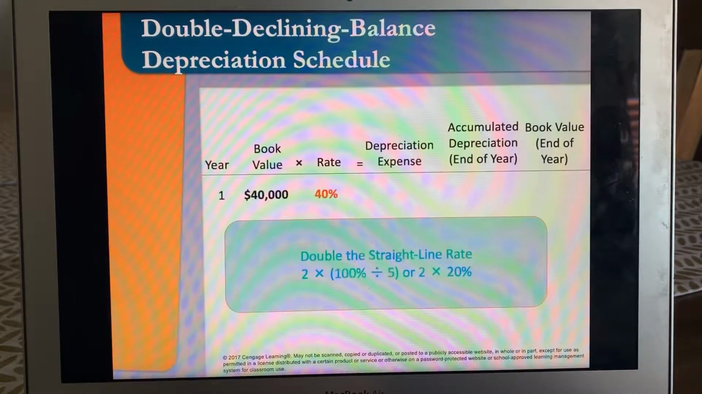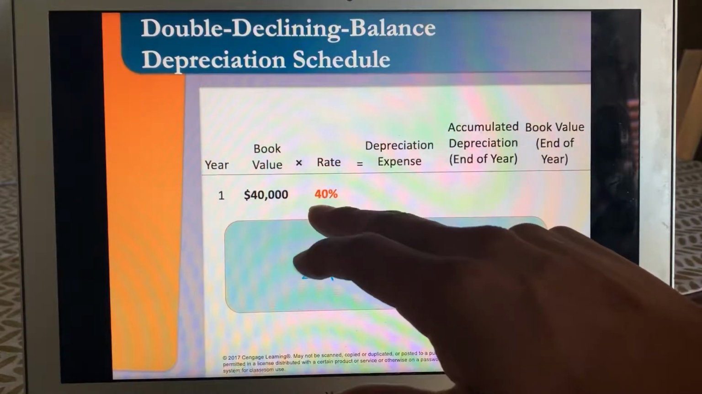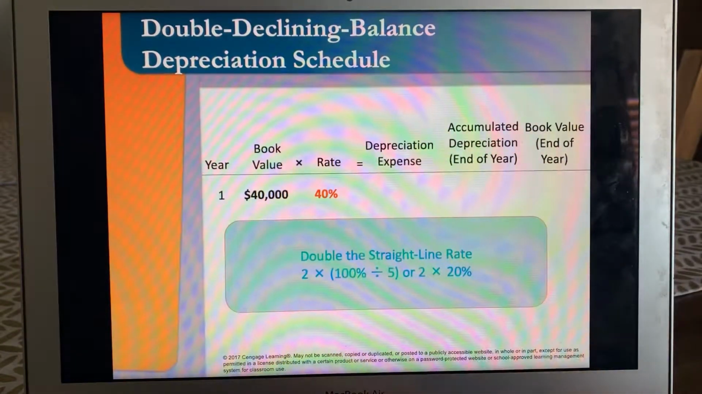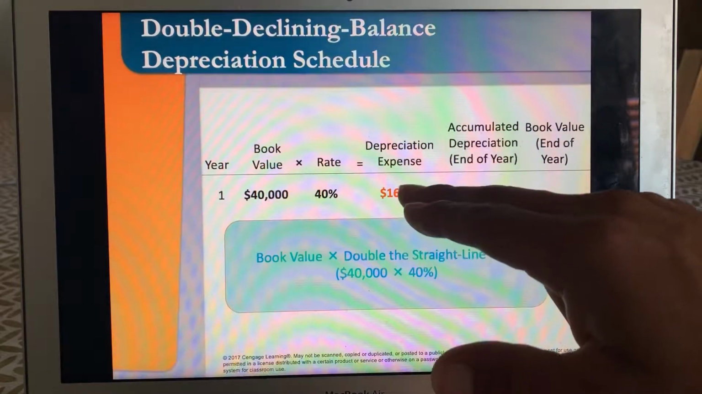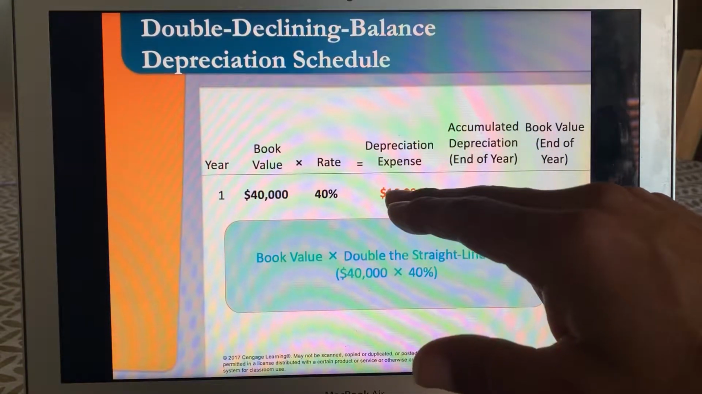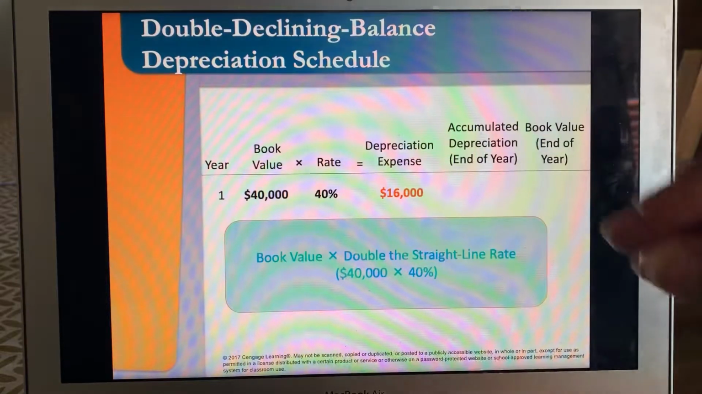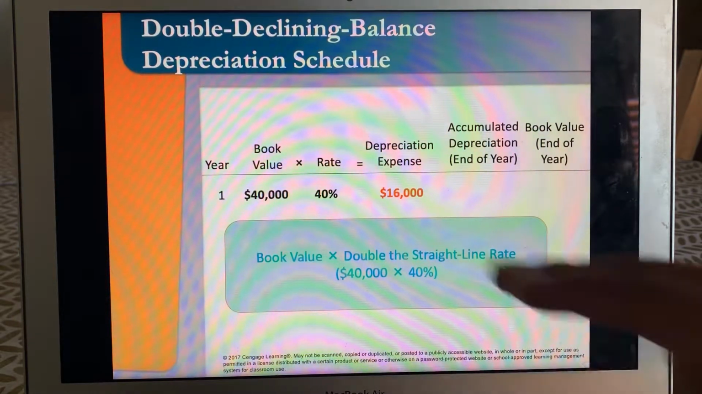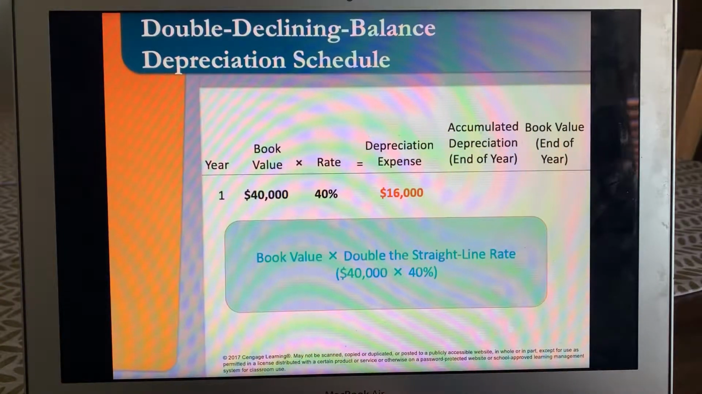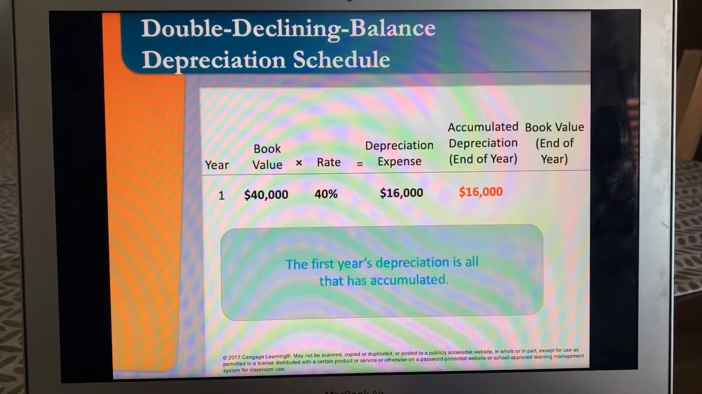So 40,000. So again, remember earlier in straight line it was 20%. Well, you double it, so this becomes 40%. 40% times 40,000 gives us 16,000 of depreciation expense that we can put. Remember, this goes straight to the income statement. So our net income will be lower whenever we use double declining. It'll be used quicker as well. So our accumulated depreciation will be 16,000.